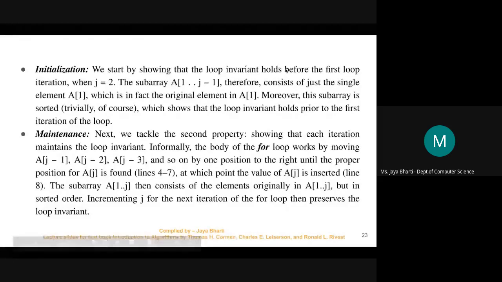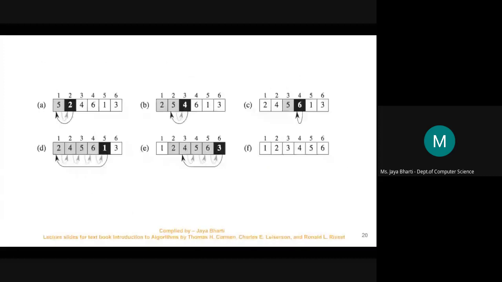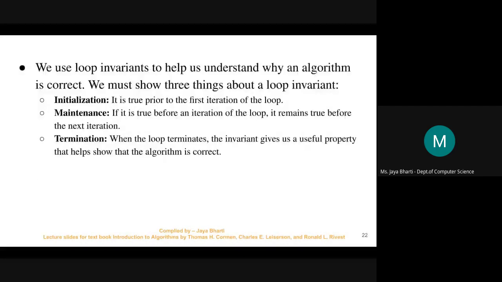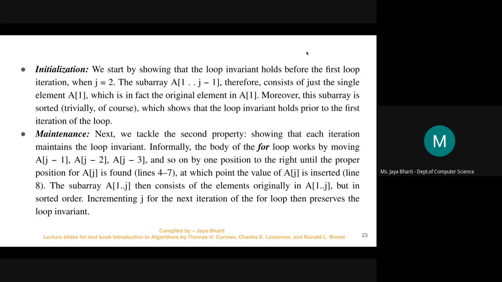Initialization means we need to check the initial condition. So in the initial condition, what is the condition? The condition is j is equal to 2. If j is equal to 2, how big will our subarray be? The subarray will have only one element because the subarray consists of 1 to j minus 1. If j is equal to 2, then 2 minus 1 is 1 only. So the subarray will have only one element. If there is only one element, it is always sorted because you cannot compare it with anyone.